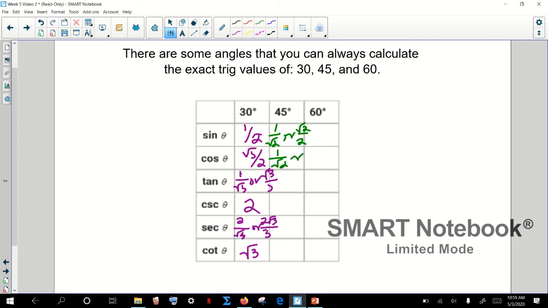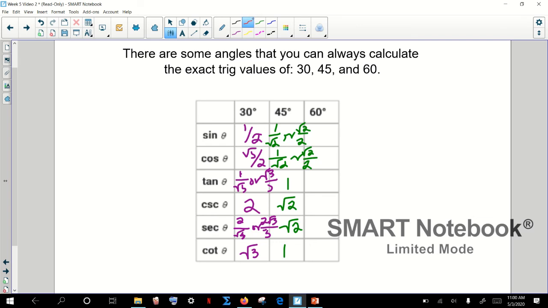So 1 over square root of 2 or square root of 2 over 2. And then the tangent is 1. The tangent of 45 degrees is 1. So then if we look at the cosecant and the secant, that's just going to be square root of 2, looking at the reciprocals, and then the cotangent of 45 degrees is 1 as well.